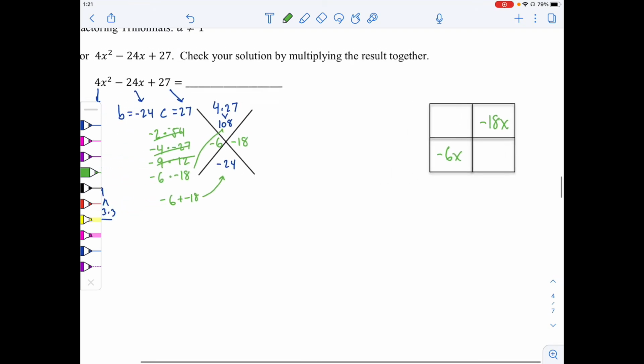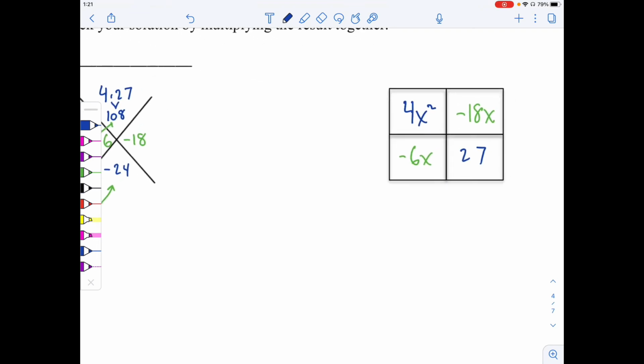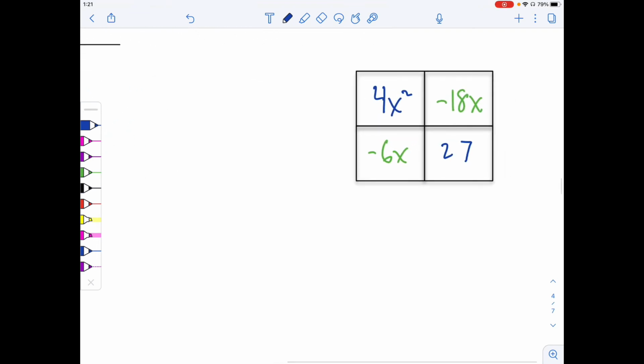Our first term, 4x squared, we put in our first box. Our last term, 27, goes in the last box. Then we're going to do the GCFs, right? Greatest common factors. So first row, 4x squared and negative 18x. For 4x squared, 2 times 2, we get 2 x's.